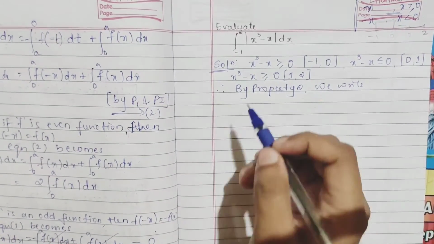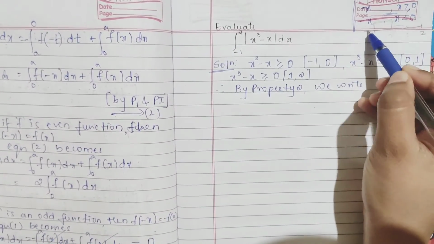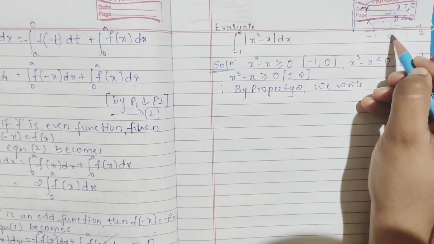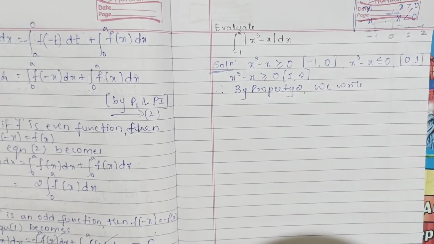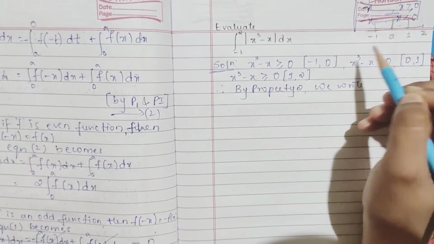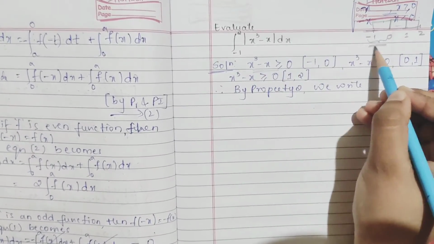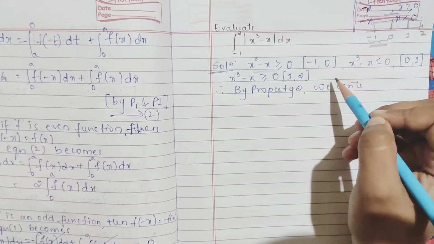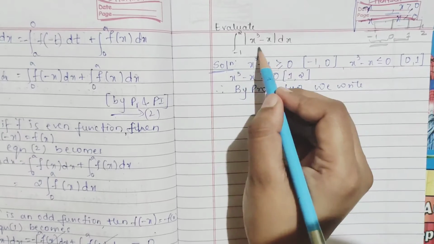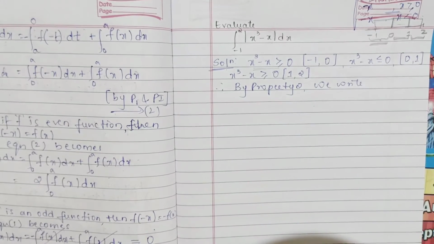Now, here you see, it is from minus 1 to 2. So, we will use our property 2, that in between you have the points 0 and 1. So, we will split it into 3 integrals. It will be minus 1 to 0, 1 integral, 0 to 1, 1 integral, and 1 to 2. So, in minus 1 to 0, your whole expression is positive. From 0 to 1, it will be negative, and from 1 to 2 again it is positive, right?